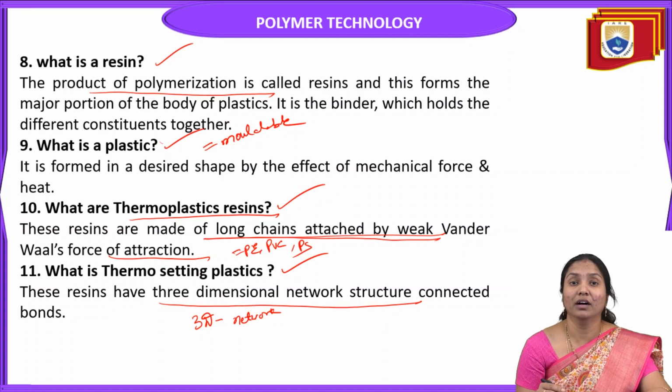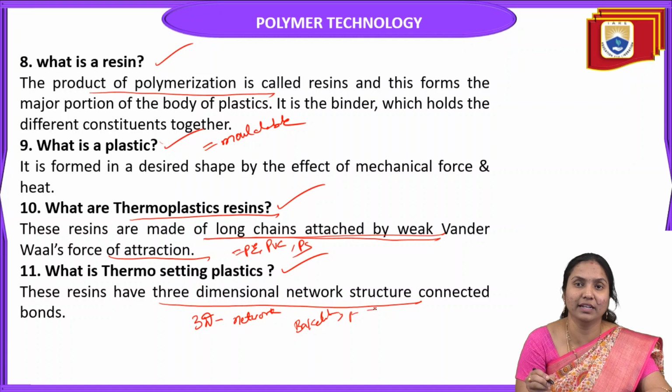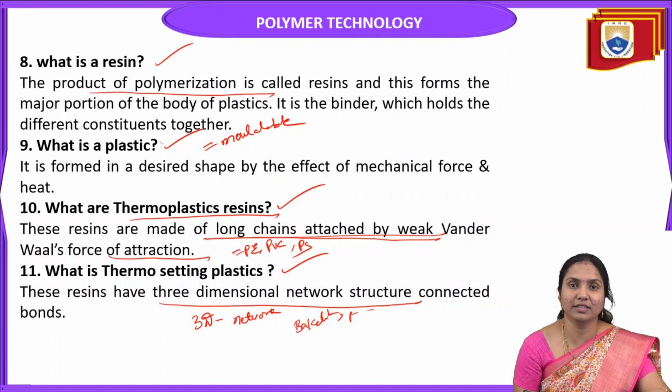This type of polymer is formed by condensation polymerization, and these bonds are strong covalent bonds. Hard on heating, we cannot reuse it again once it converts to a hard material. But thermoplastics we can remold, which means we can use them over a number of heating cycles because they are soft on heating. The best example of thermosetting plastics is bakelite, or phenol formaldehyde resin.